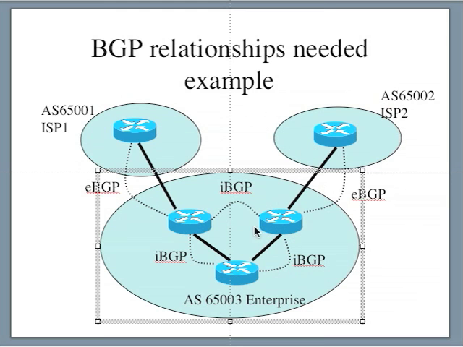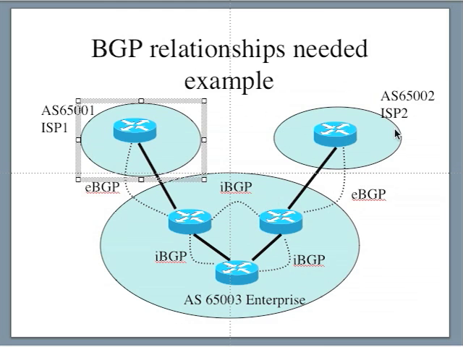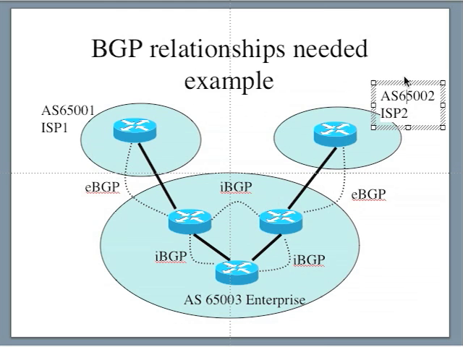Between autonomous systems, we prevent routing loops by appending your autonomous system number to the path when it leaves your autonomous system. And then if you receive an update from another autonomous system with your own AS number in the path, then you ignore it. That's how you avoid loops between autonomous systems. But within autonomous systems, you don't have that ability.